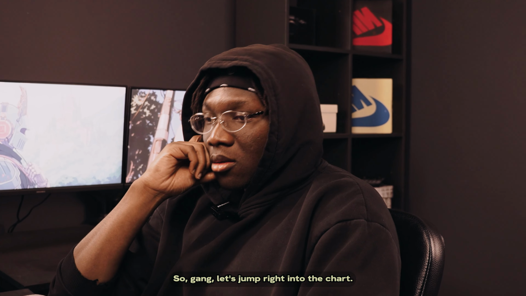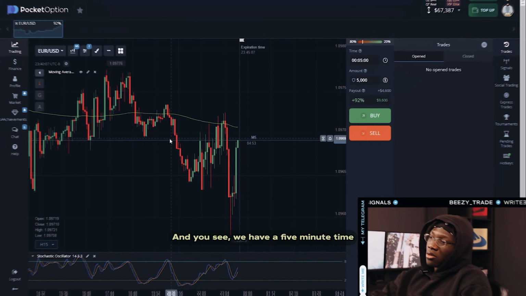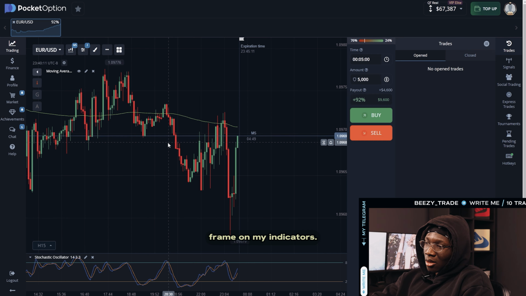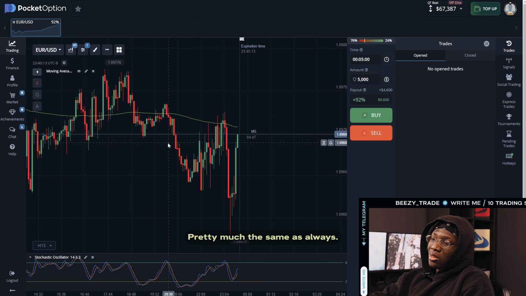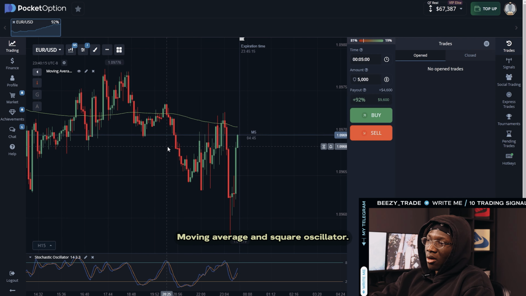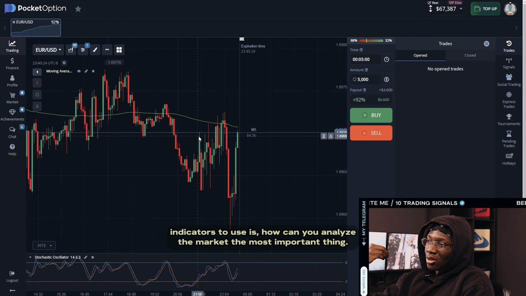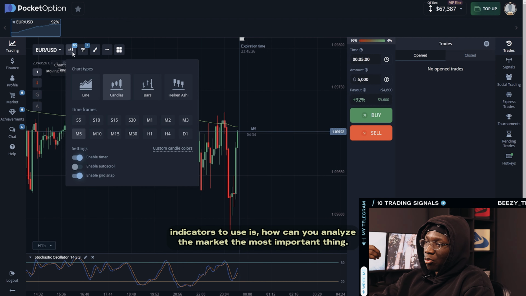So gang, let's jump right into the chart, and as you can see, we have a 5-minute time frame on. My indicators are pretty much the same as always: moving average and stochastic oscillator. In my opinion, you don't need anything more. What you need to focus on, rather than thinking about what indicators to use, is how you analyze the market, the most important thing.